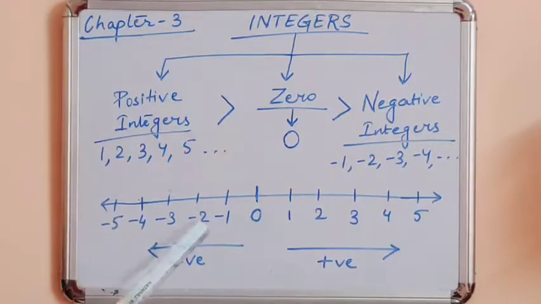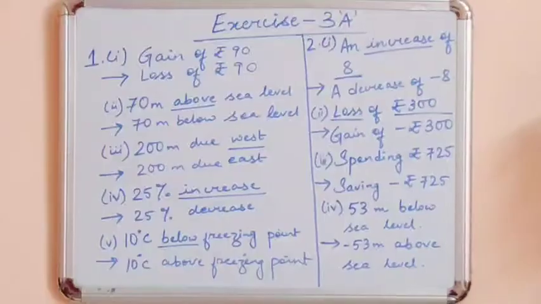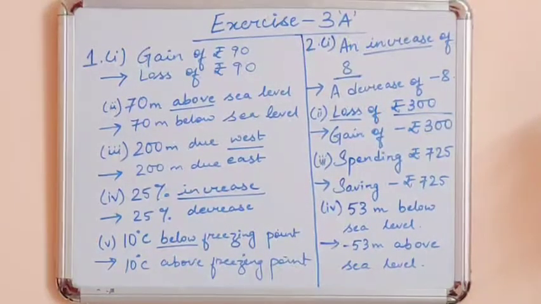If you compare any negative number with any positive number, then the positive number is greater. So this is why we can say that the number on the right side is always greater than the number on the left side. Now let us move to the exercise.